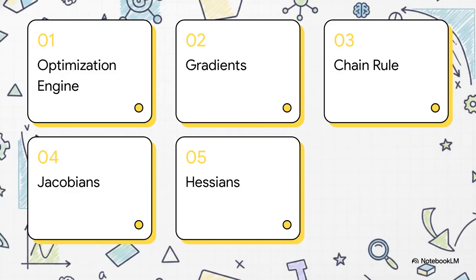Here is our quick roadmap for today. First, the engine of optimization. Second, partial derivatives and gradients. Third, mastering the chain rule. Fourth, Jacobians for multiple dimensions. And finally, number 5, Hessians, measuring the curvature.